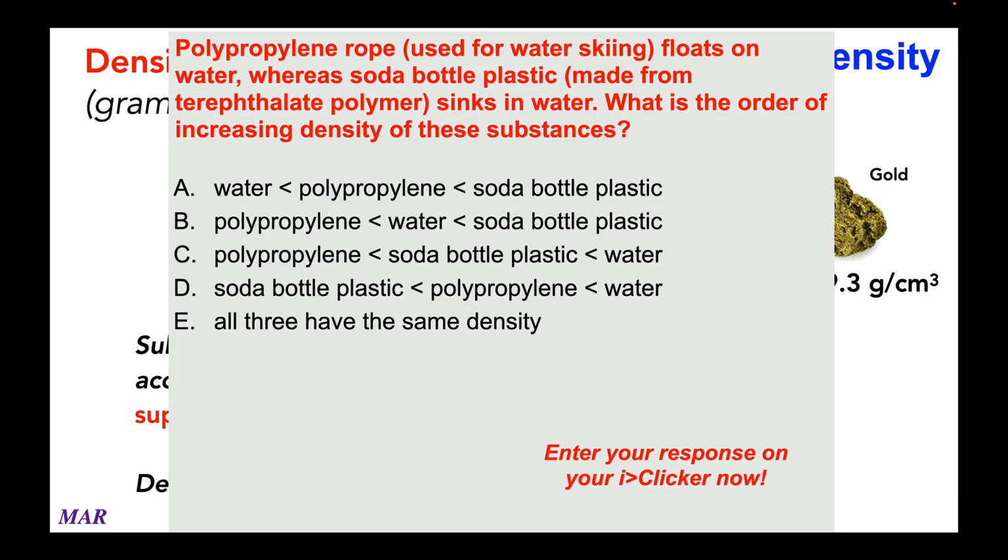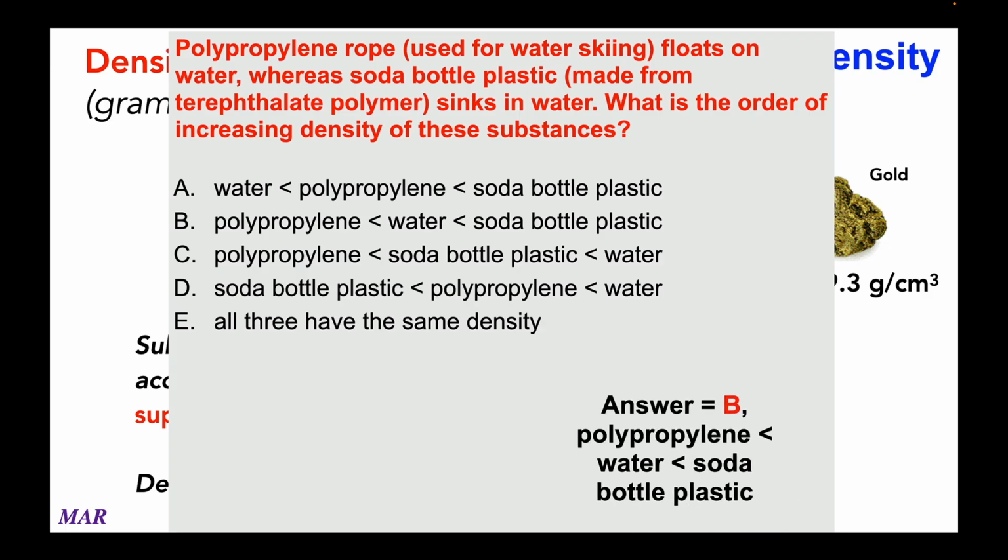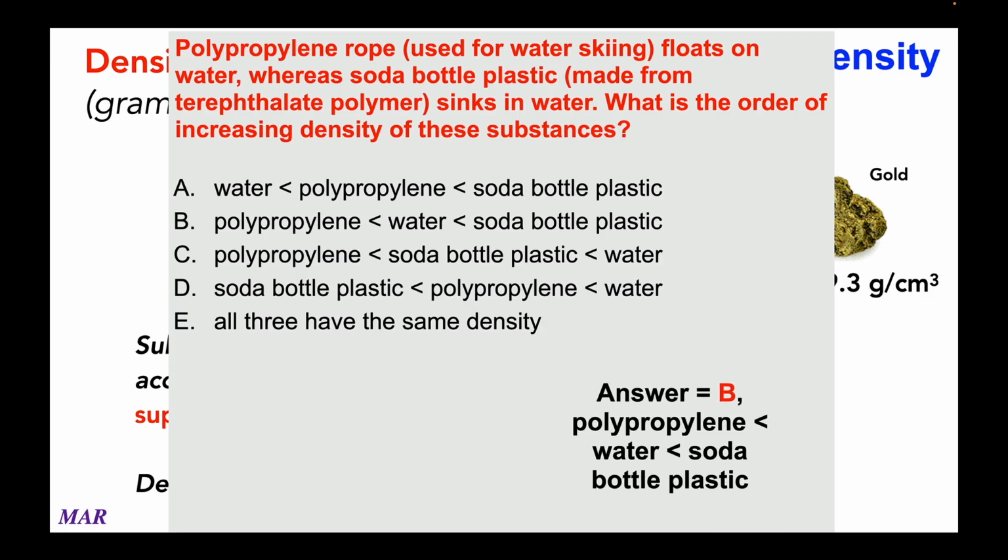So the question is, what's the order of increasing density, i.e. which one is the most dense, which one is the less dense? Well, the less dense thing will usually be on the top, and the most dense thing will be on the bottom. Because the rope floats, that's going to be the least dense, the polypropylene. Water would be in the middle, and then the most dense, the part that sinks, would be that soda bottle plastic. So answer B here would be the right answer. Because one floats and the other one sinks, that's why they have different densities. You can use this to separate out plastics while recycling, which is kind of a cool concept that's used sometimes.